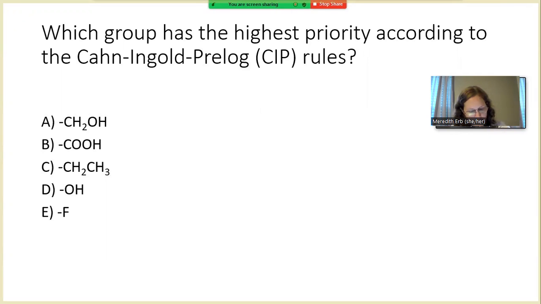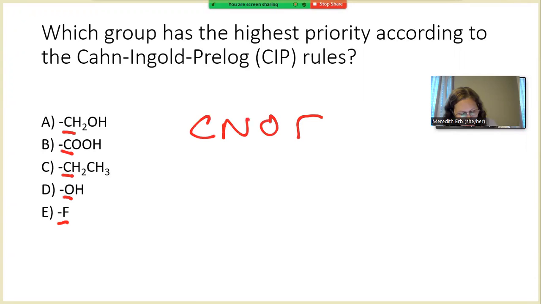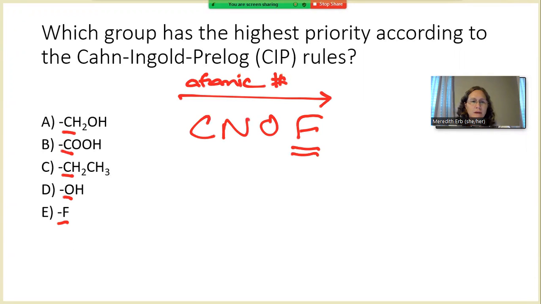So in each of these cases, what we want to focus on is what atom is attached in each case. All right, so in this case, we have 3 carbons, an oxygen, and a fluorine. So we just need to decide which atom has the highest atomic number. If we think about the second row of our periodic table, the atomic number increases as we go to the right. And so fluorine is going to have the highest atomic number right here. And it's going to beat out all of the other options.